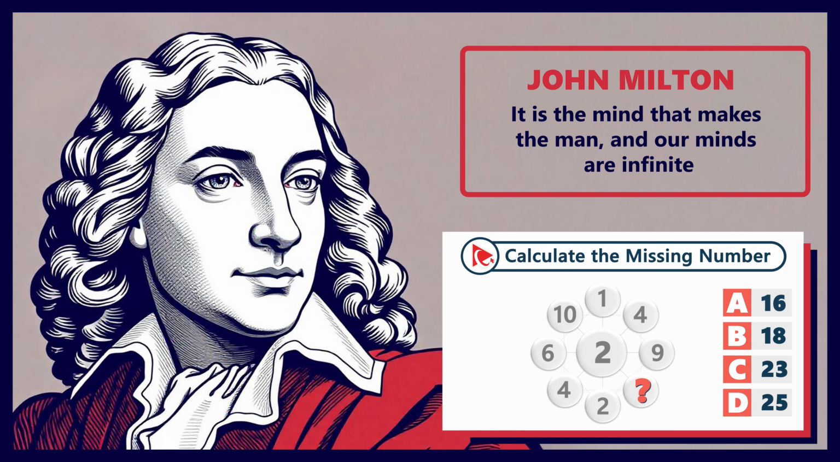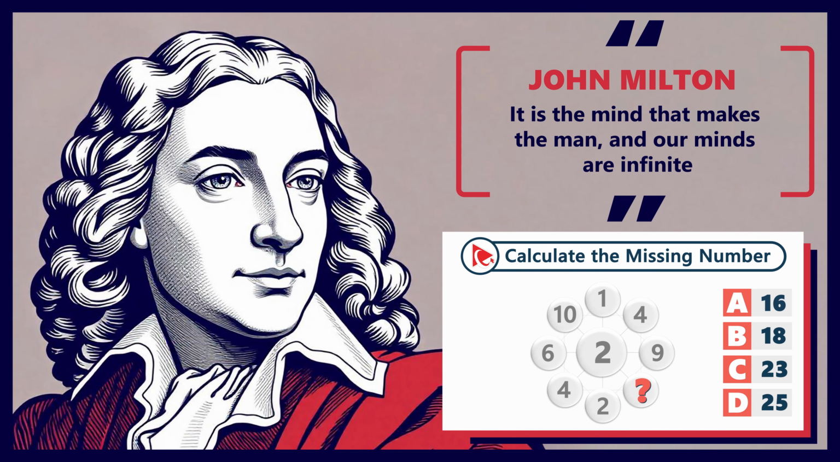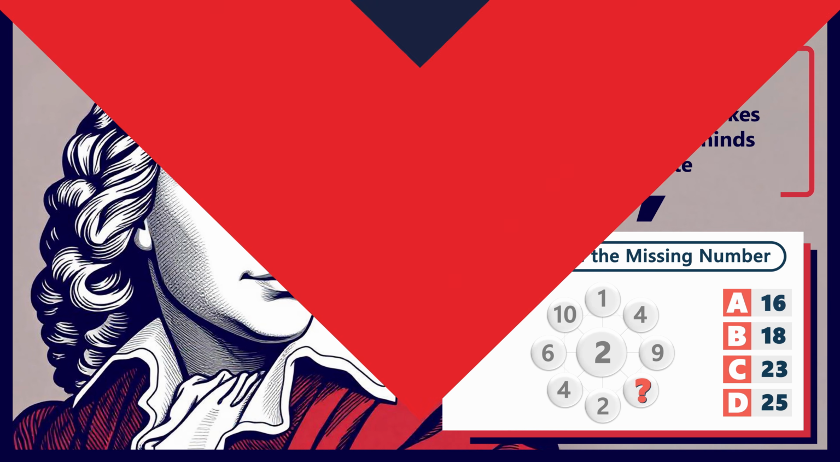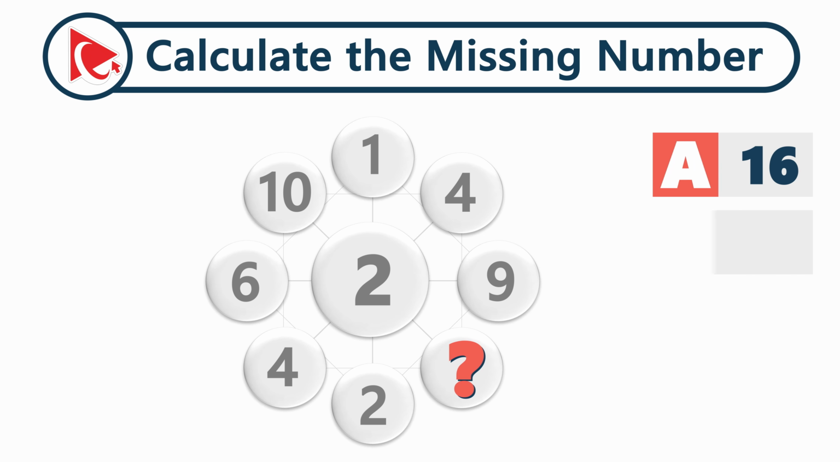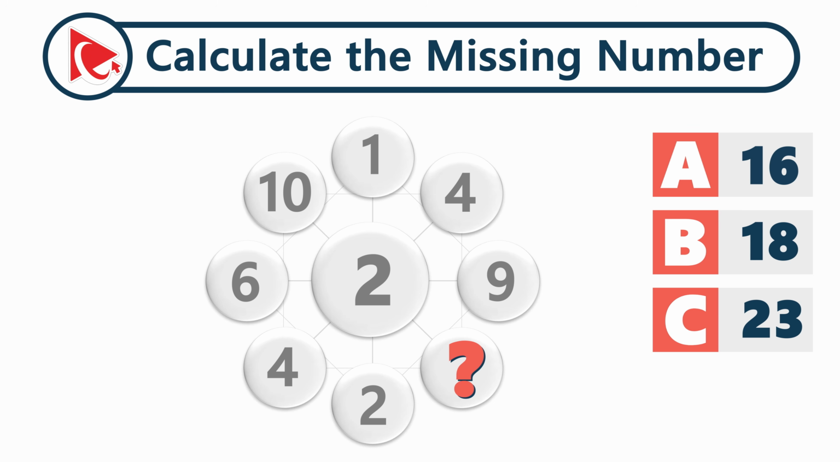John Milton once said, "It's the mind that makes the man." And our minds are infinite. You're presented with an amazingly cool looking shape, which has a number in the middle and numbers on the outside. The numbers are 2 in the middle, then starting at 6 o'clock, 2, 4, 6, 10, 1, 4, 9, and then comes the missing number, which you need to calculate and select out of 4 possible choices. Choice A, 16, choice B, 18, choice C, 23, and last but not least, choice D, 25.